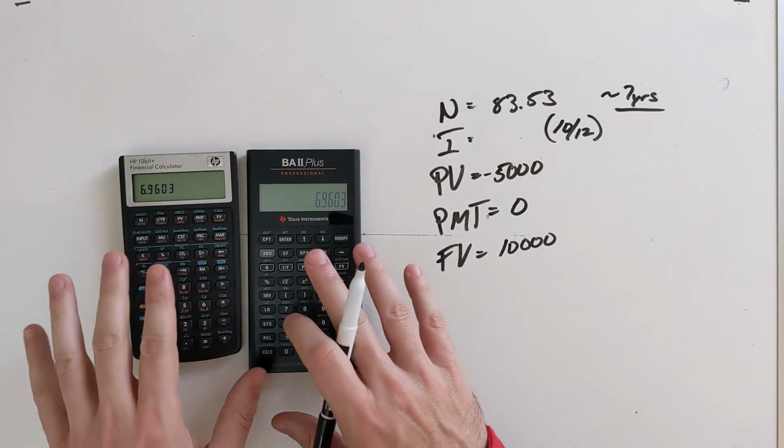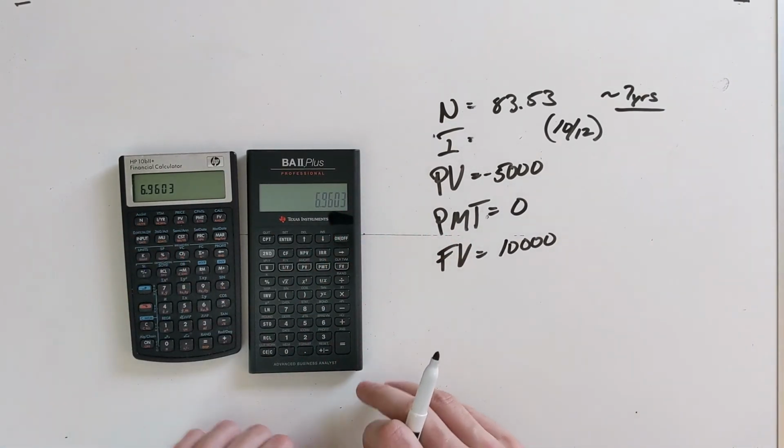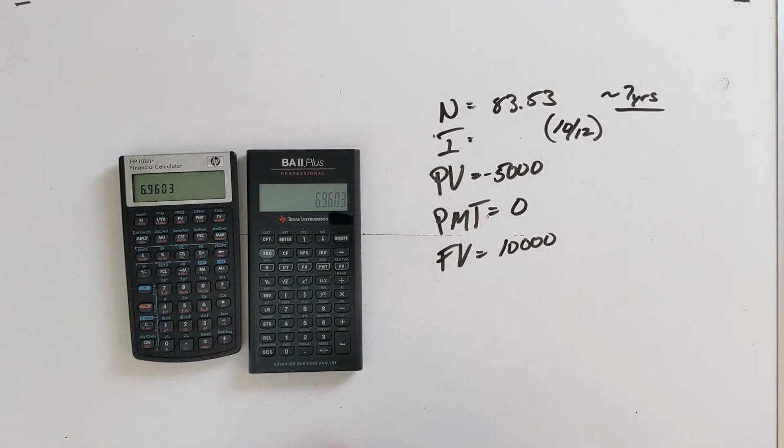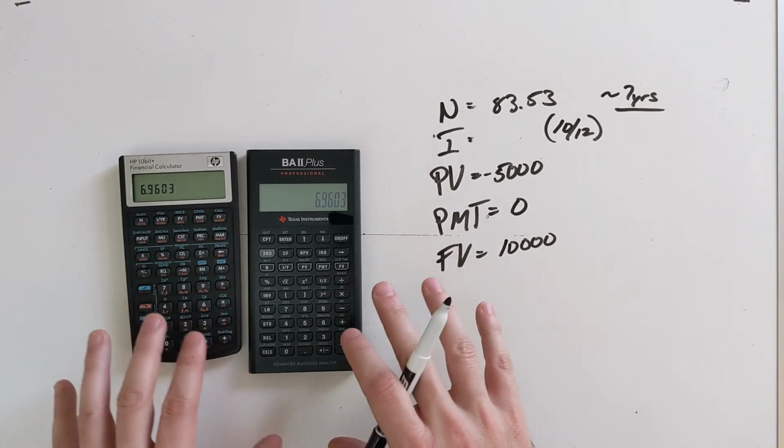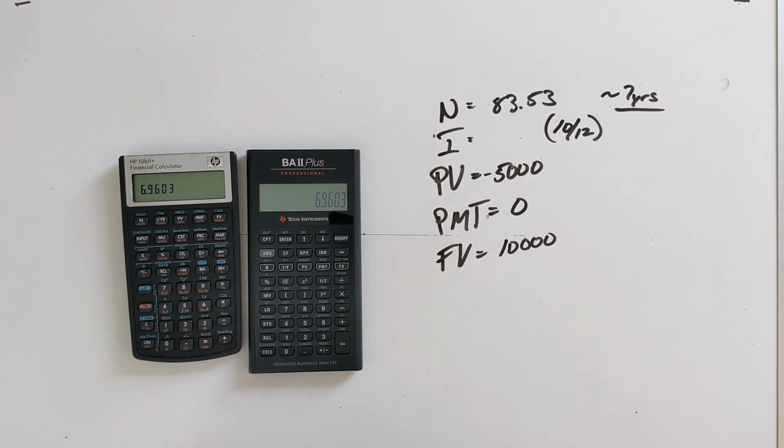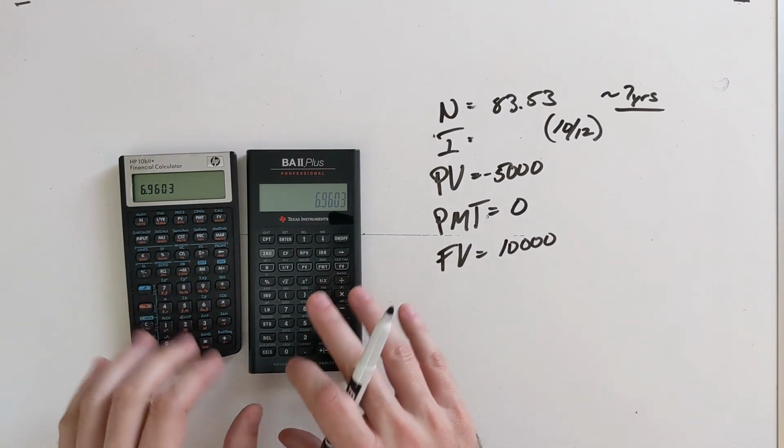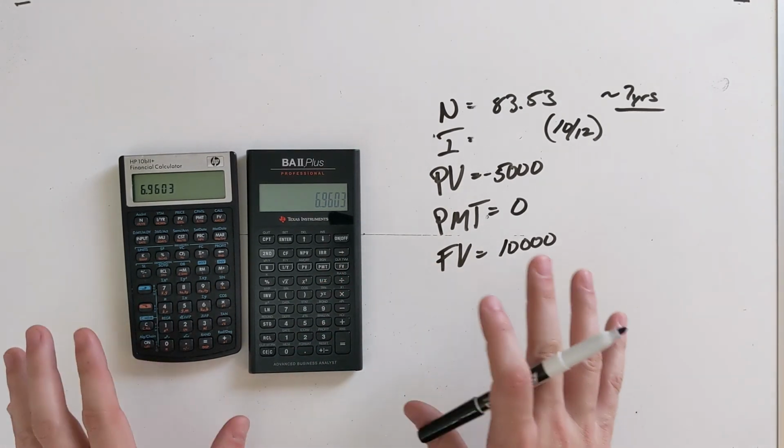All right, so that's the basic time value of money functions on your calculators. In the next video, we'll go into the more advanced and more specific functions and look at how the calculator can help us with a couple other types of problems.